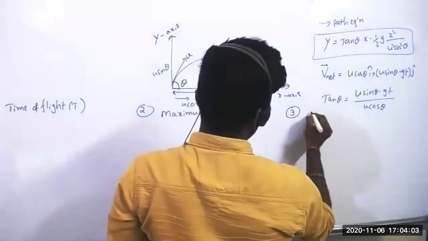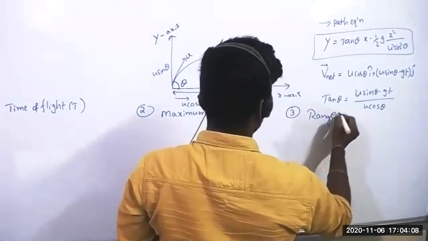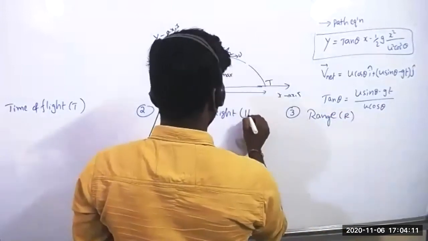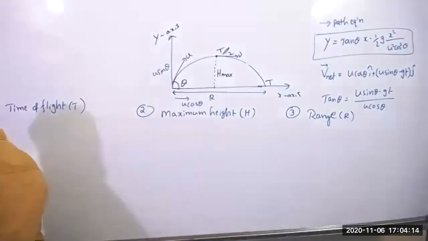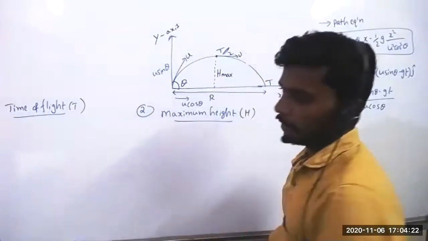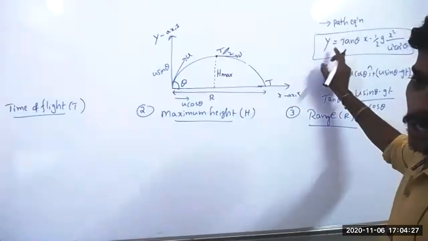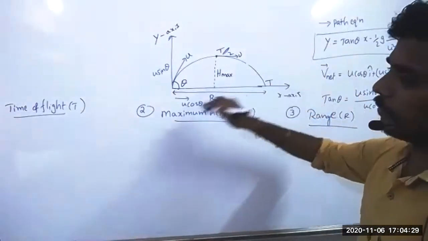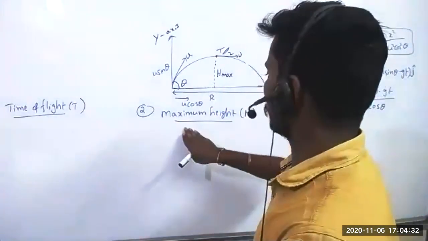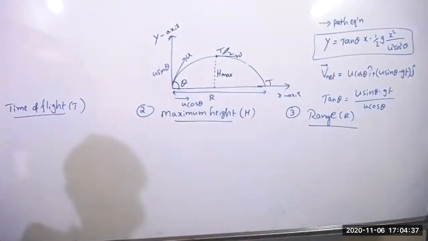Third one, calculate range. These are important to solve problems, so they will ask these terms. How to calculate this, we have to see. Time of flight, maximum height, range. They can ask questions from this path equation, or from time of flight, maximum height, and range. So if we want to solve problems based on this, we should definitely know the formula. No other chance. Let's see now.